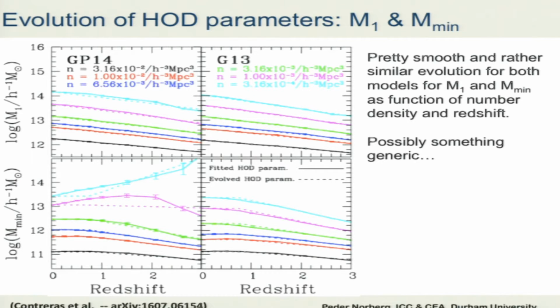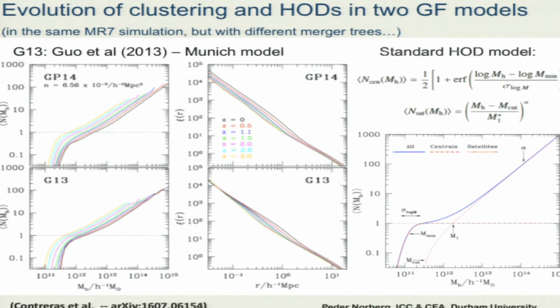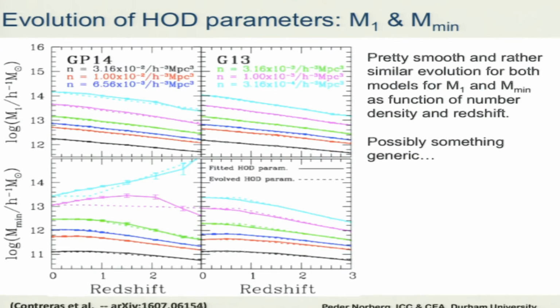So going back to this slide here, you can actually look at these functional forms, these HODs, and you can try to fit them with this model. And by fitting this model, you get an answer for what your different parameter values are. And you can plot them for the different number densities and as a function of redshift. So this is M1 we look at here.